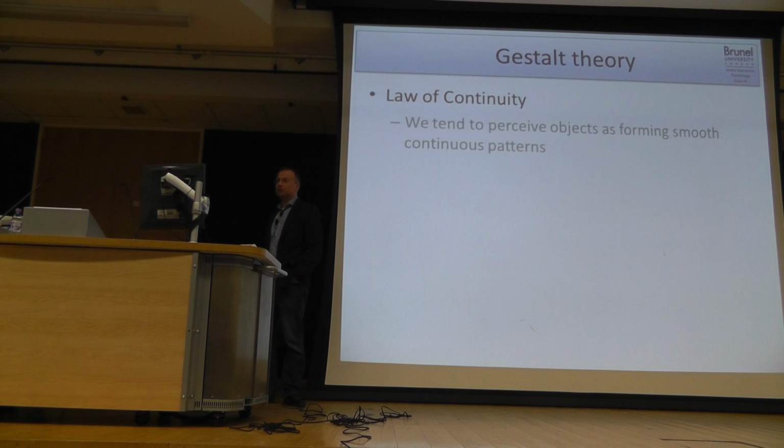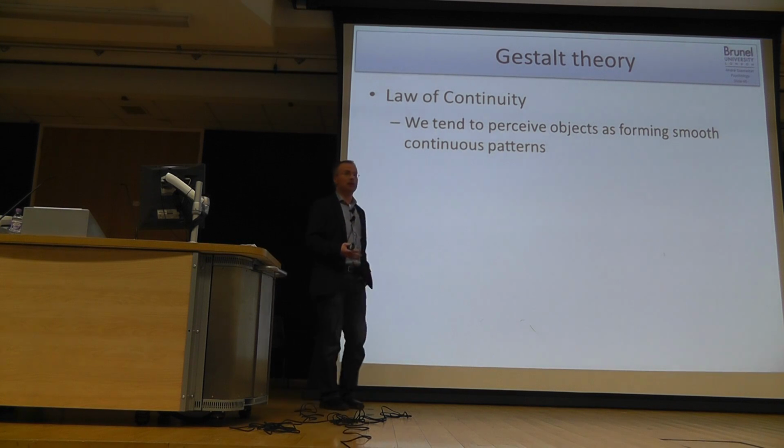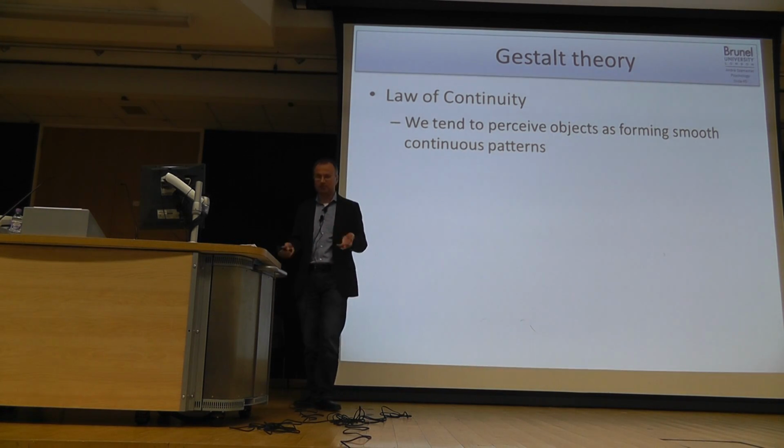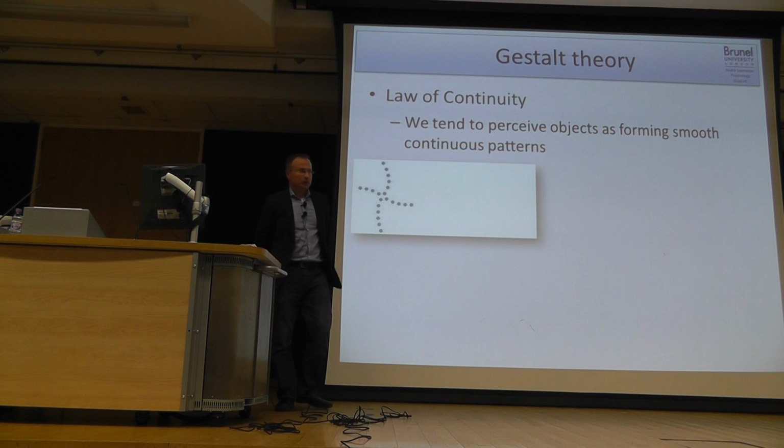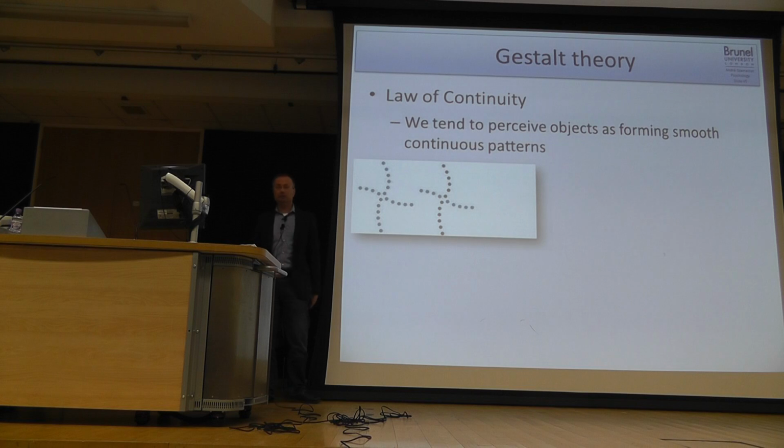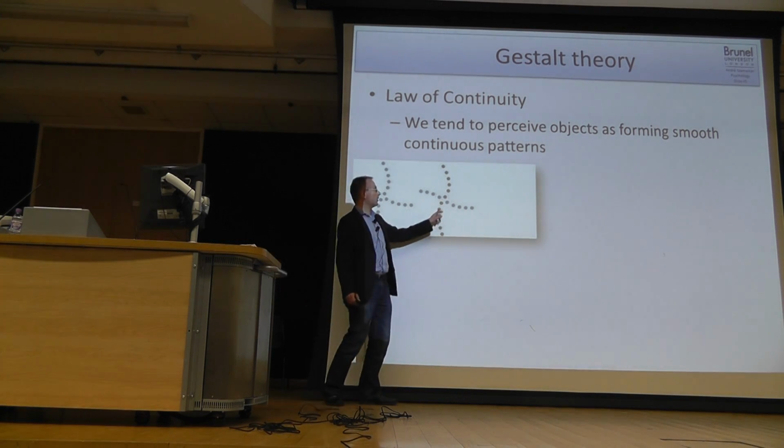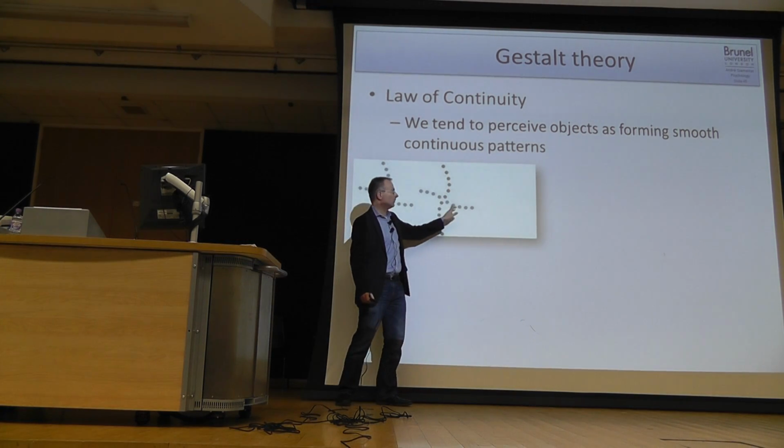We have the law of continuity. So we tend to perceive objects as forming smooth, continuous patterns. And that is something which is, of course, sensible in our environment. So when we have a picture like that, most people perceive one line going like this and another line running like that.